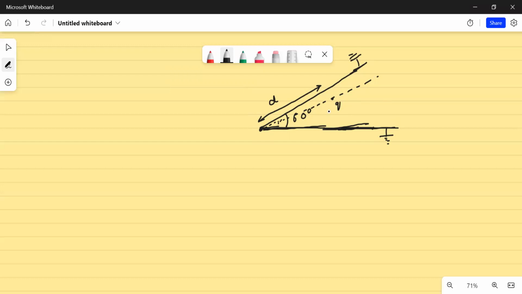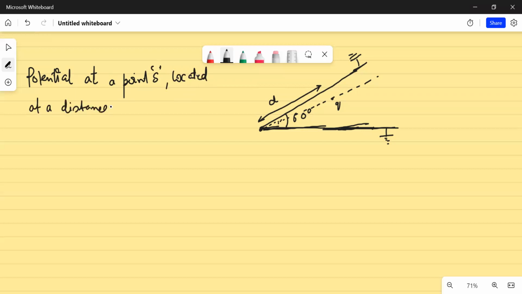And now one wants to find the potential at a point S, located at a distance small r from the point of intersection. So we have to find the potential at point S located at a distance small r from, not the point of intersection, from the charge.